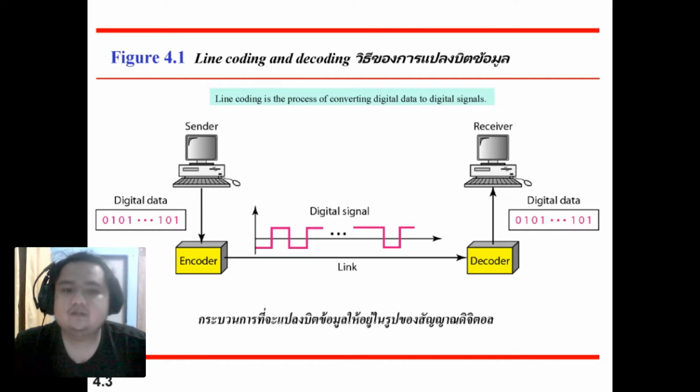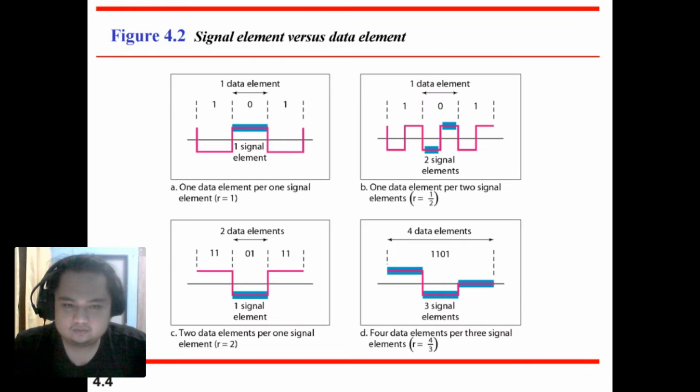Line coding and decoding. Line coding is a process of converting digital data to digital signal. You can see in this figure the sender sends the digital data to the encoder, and the encoder sends the digital signal through the transmission link to the decoder, and the decoder converts it to digital data for the receiver.